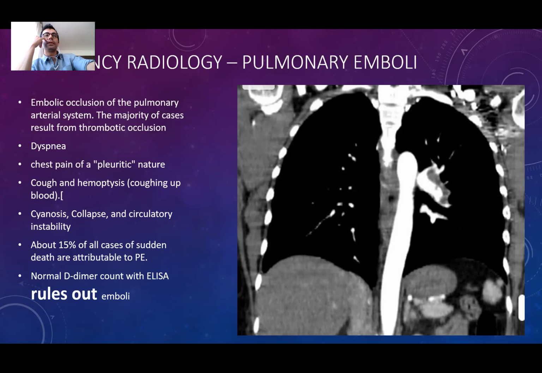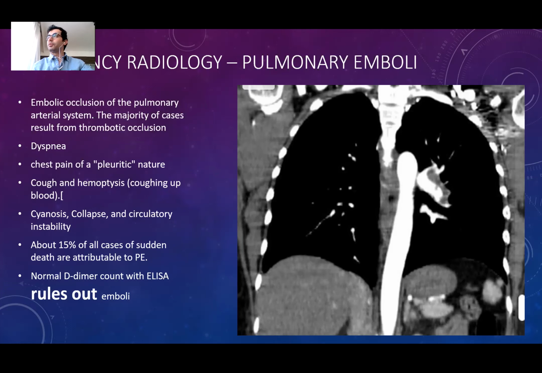When you look at the symptoms, the patients usually have dyspnea. They can have some chest pain, which is mostly of pleuritic origin. If the reaction reaches the pleura, it can cause chest pain there as well. They can have cough and hemoptysis in moderate cases, and in very severe cases, because this turns out to be a circulatory problem in the end, the patient can have cyanosis, collapse, and circulatory instability. It is estimated that 15% of all sudden deaths are probably related to pulmonary emboli.